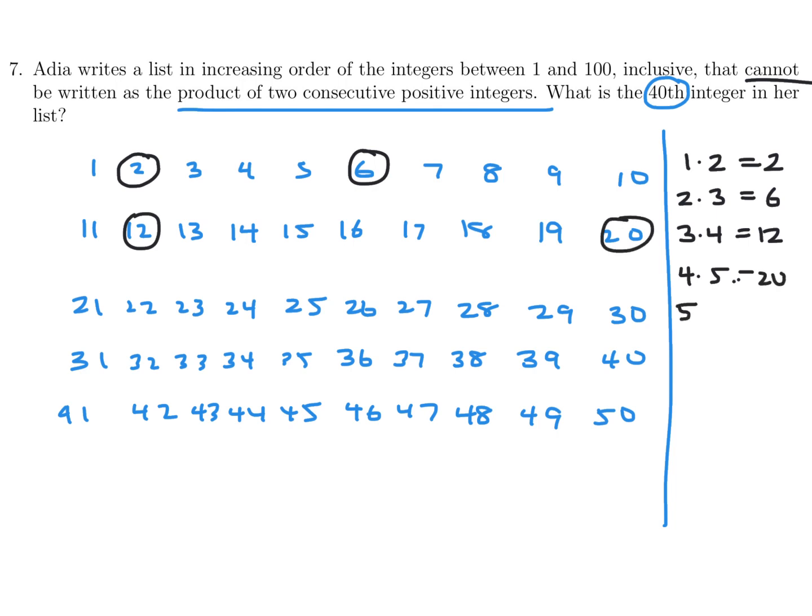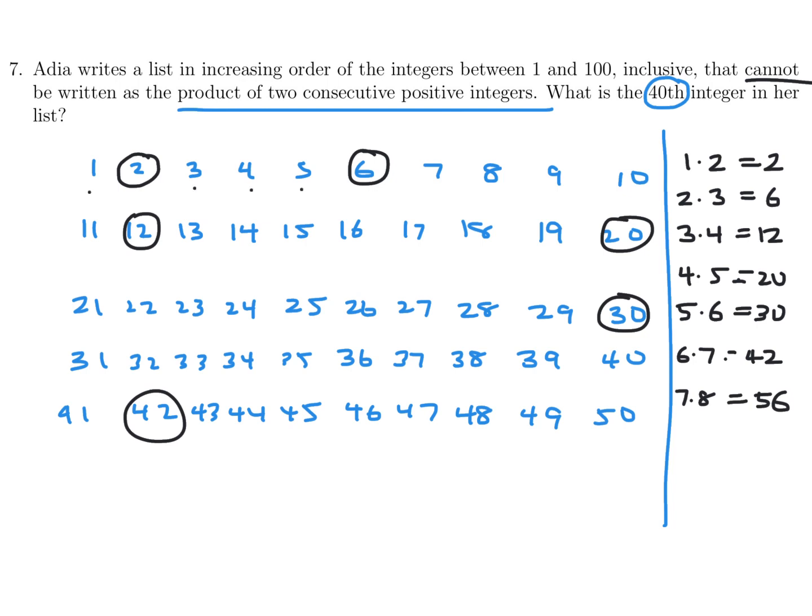5 times 6 is 30, so that has to be taken out. 6 times 7 is 42, and that's over here. And then 7 times 8 is 56, which I didn't even include. But let's see if I can get to 40.